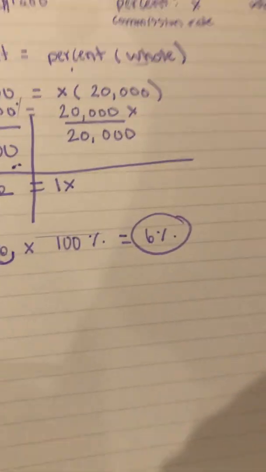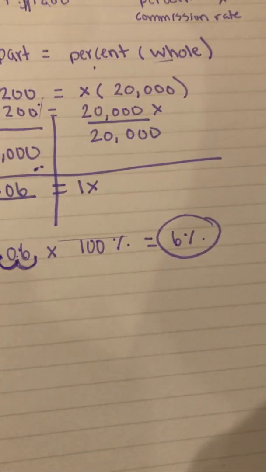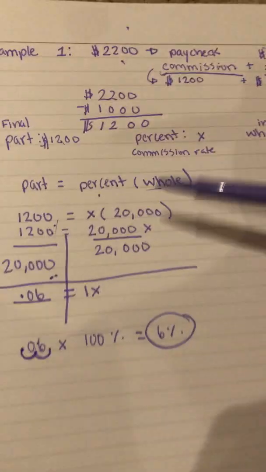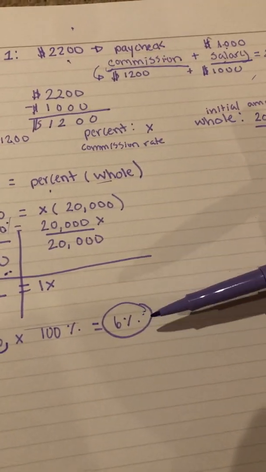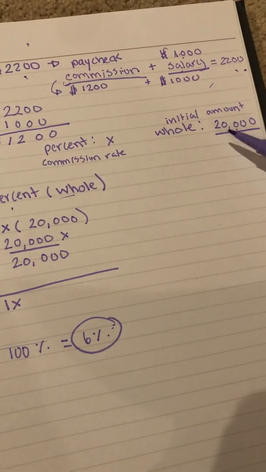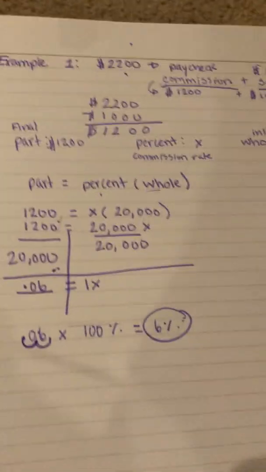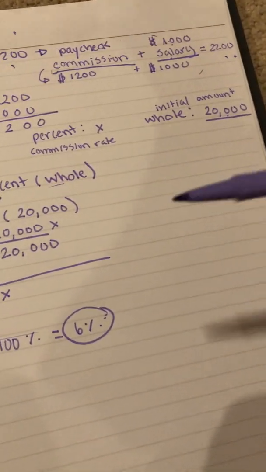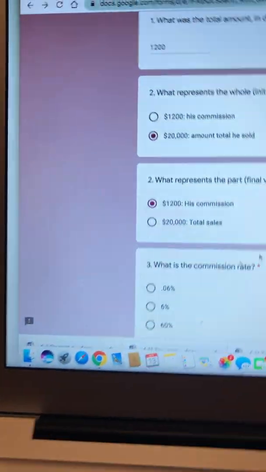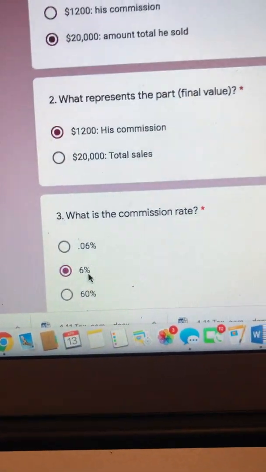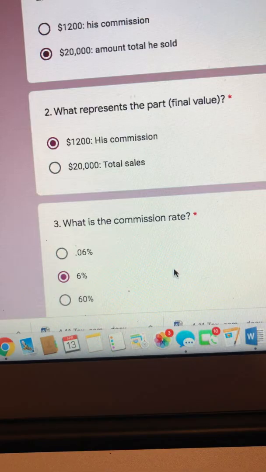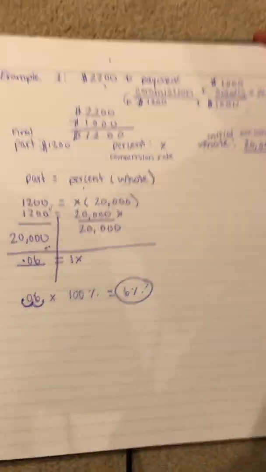So he earns out of all of the money that he sold, which is 20,000, he earns 6% of the 20,000 that he makes. That is actually how salespersons make money. So we are going to put 6%. Remember, it's 600 and we turned it into a percent. That's 6%. So just to remind you, here's what we did.